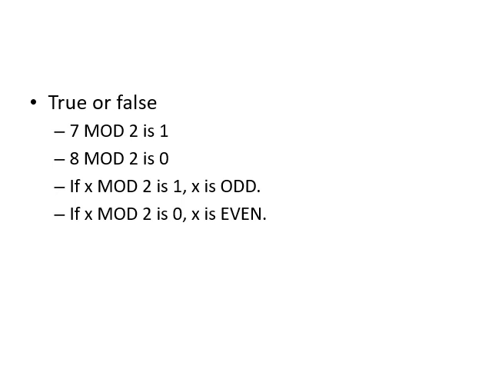Next, if x mod 2 is 1, x is odd, this is true. Lastly, if x mod 2 is 0, x is even. This is also true.